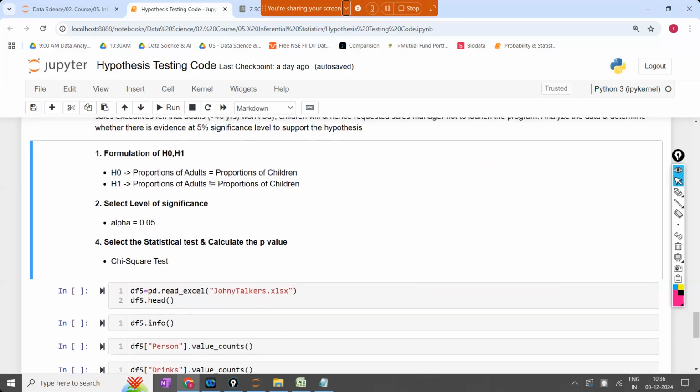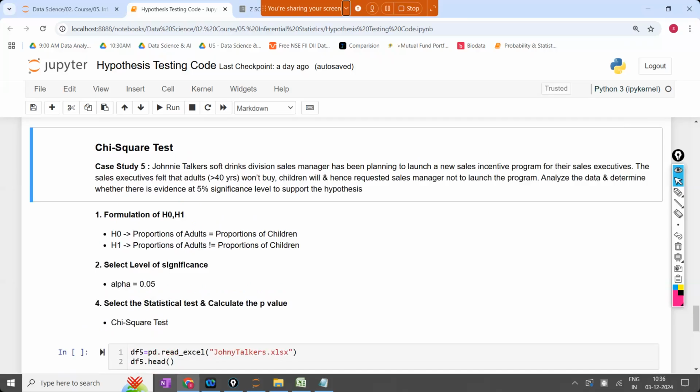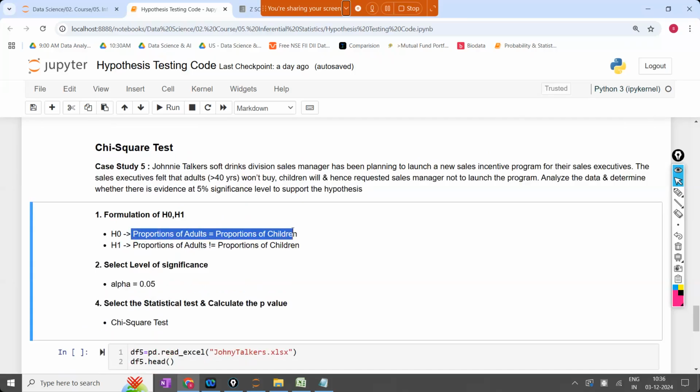Right? So here, for this particular case study, what are the null and alternative hypotheses? The proportion of adults and the proportion of children are both the same. There is no difference. I told you earlier, whenever you have more than one column, it is no difference. When you have a single column, it is no action. For single column, you have to use the word no action. For two columns, you take no difference. The number of people purchasing the product among adults and the number purchasing among children are both the same.